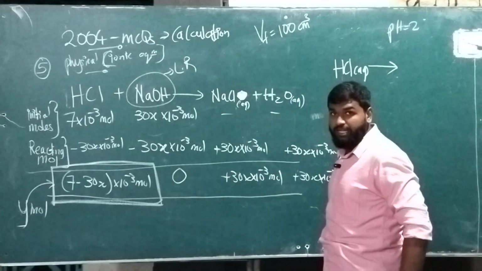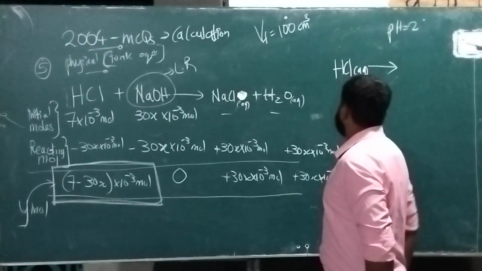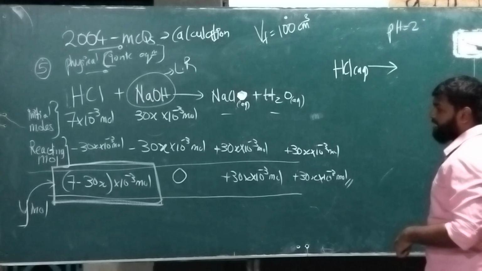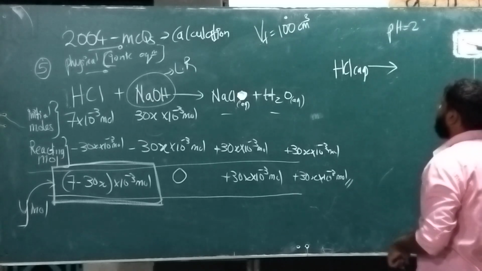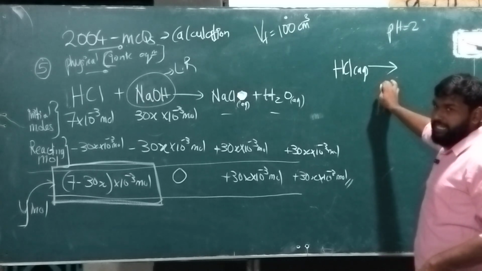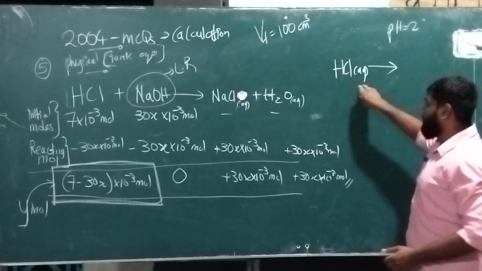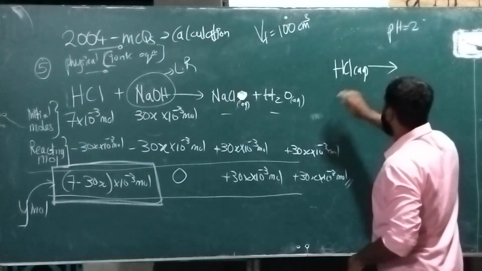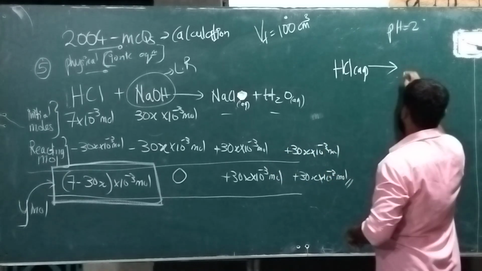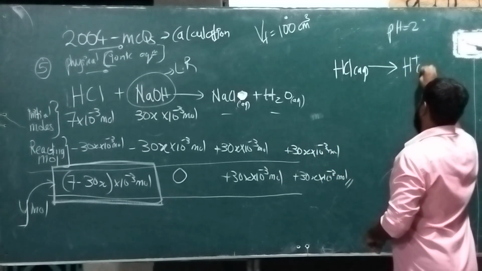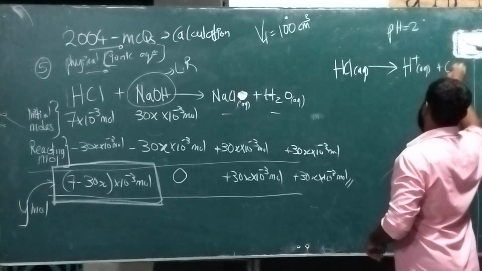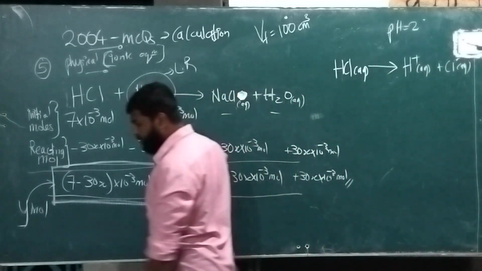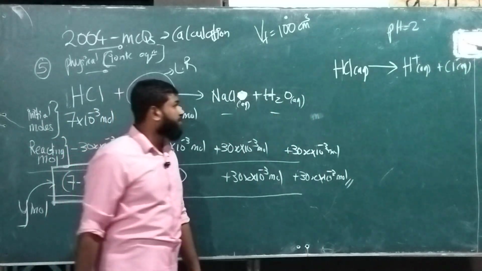So now we are going to have a new concentration. Before going to that, we'll consider this part. Let's see the reaction here. So HCl, which is a strong electrolyte, let's say strong acid instead. Strong acid will completely dissociate, giving H plus aqueous and Cl minus aqueous here.